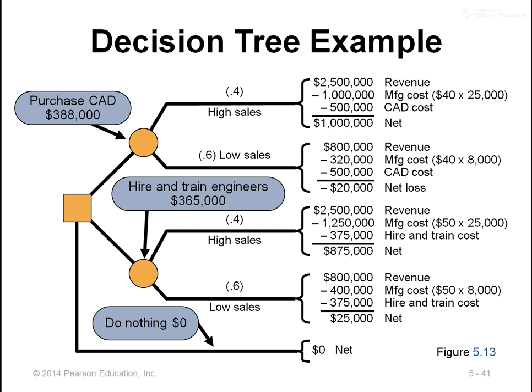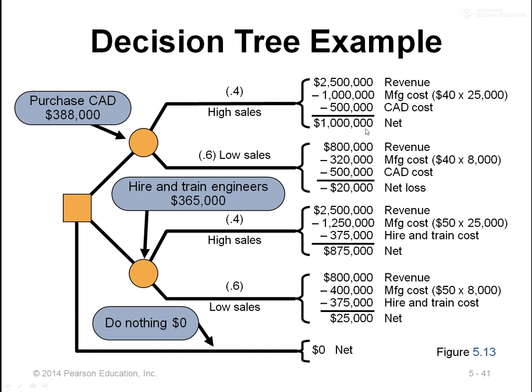And with a probability of 60%, with low sales, the revenue is going to be $800,000 because we are just going to sell 8,000 units. The manufacturing cost is going to be $400,000, and hiring and training engineers is $375,000. Then we have a profit of just $25,000. And doing nothing is $0. We are not going to have a profit or loss.